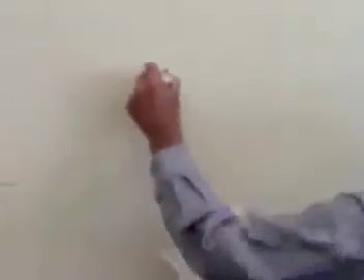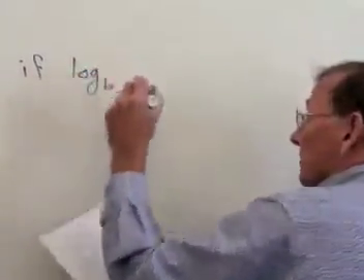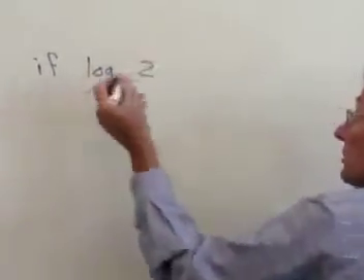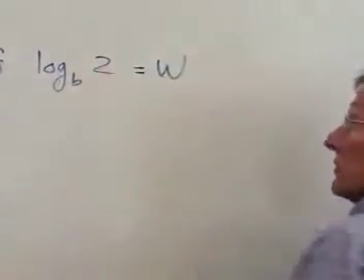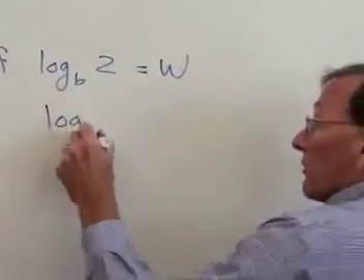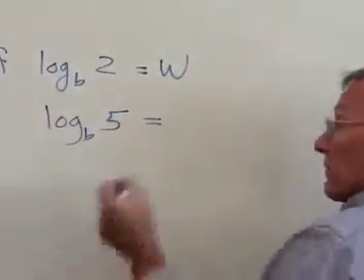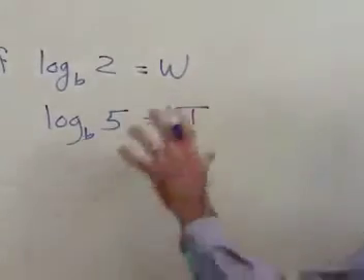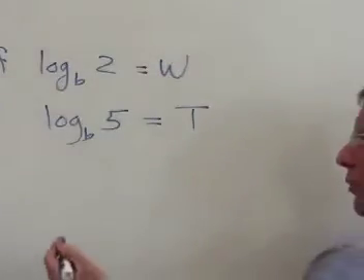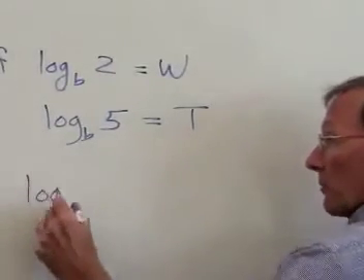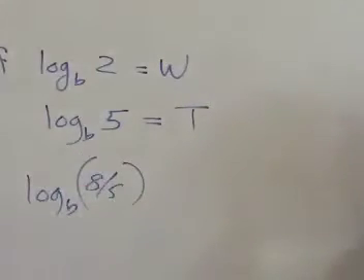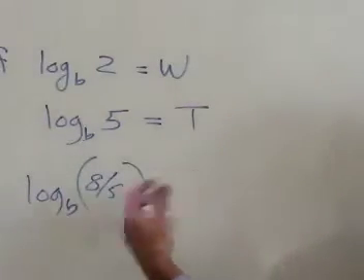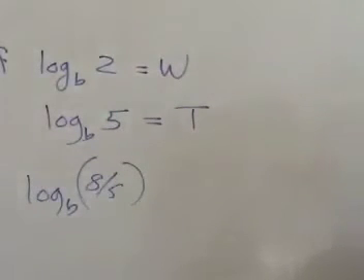Often what we do, we give you a problem of this following type. Suppose you have log base b of the number 2, and since I didn't tell you what the base is, I really don't know what the answer is, so I'll just call it w. And I tell you that you have the log base b of the number 5, and let's suppose that equals t. If I give you all that information, you should be able to find the log base b of the number 8/5. And it's going to be in terms of w's and t's.